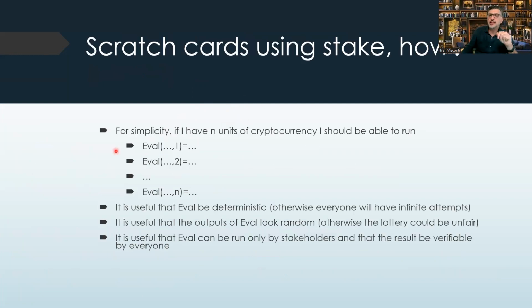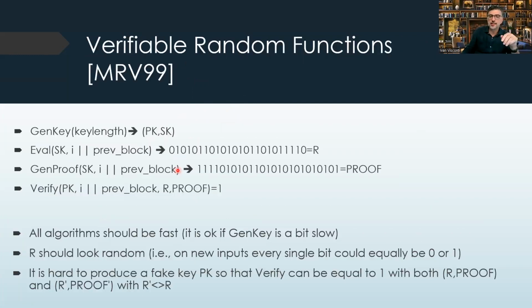That could be this I, in the number 1, 2, 3, it's this I that is here. Plus I'm concatenating it to the previous block because I'm generating a scratch card for the next block to win the next lottery, right? This is basically the previous block, an identifier of which lottery I'm trying to win. And there is an output, right? It's a sequence of bits, capital R.